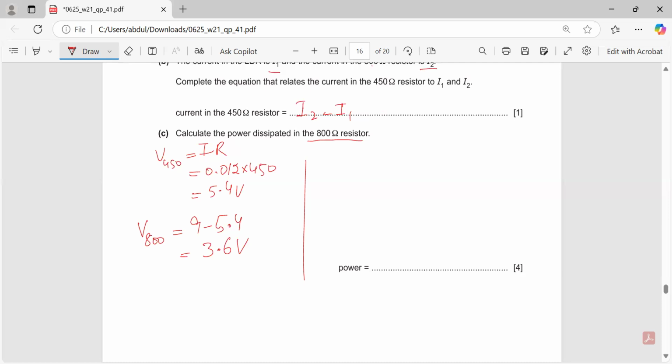Now power dissipated P is equal to V square over R. That is in 800. So 3.6 square over 800. Answer is 0.0162, which can be written as 1.6 times 10 raised to power minus 2 watt.